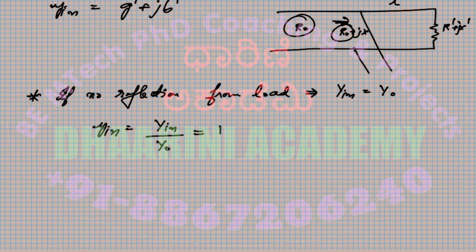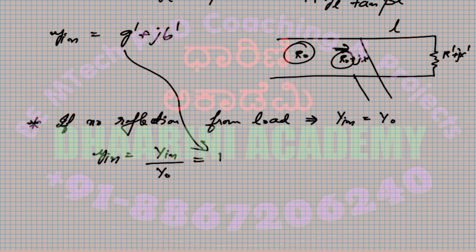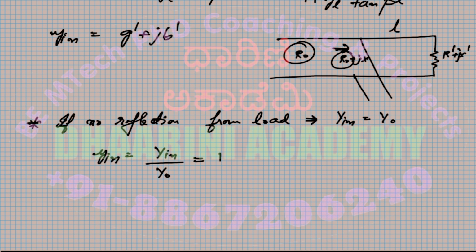Now you see, anyway, I'm going to cancel the JB dash part in the equation. Just now we wrote the equation for the JB dash, correct? So in this Y in, G dash plus JB dash is what we have, out of which I'm going to cancel the JB dash part later by using the length of a stub. So right now my intention is to make this G dash equal to 1. Are you okay? So whatever G dash equation I have just derived, I am equating that to 1.